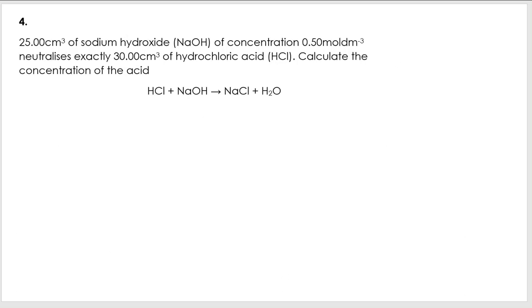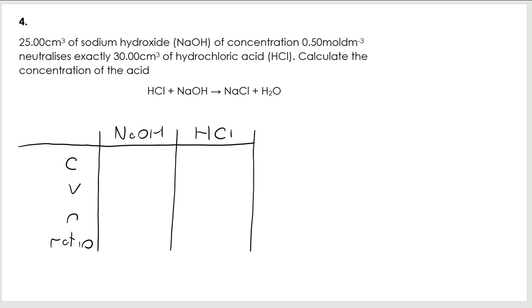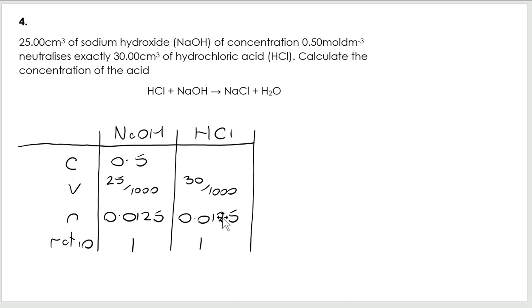And the final question, same table. Data that has been provided goes in, 0.5 mole dm to the minus 3, my 2 volumes. I work out my moles of NaOH. Using my mole ratio, I now know how many moles of HCl there were, and then I do my final calculation to find c. My concentration of HCl is 0.42 mole dm to the minus 3.